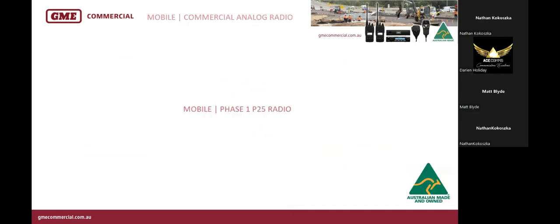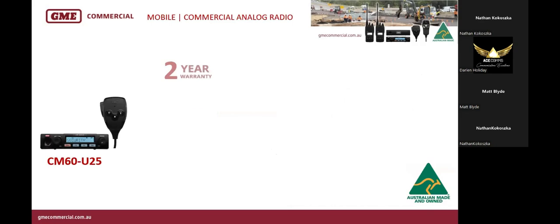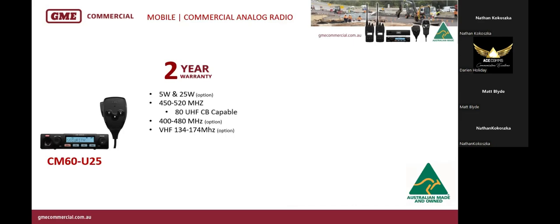All right, and then on the CM60 front, nothing really new to report here. Just to recap, the CM60s are available in both 5 and 25 watt options. Now you do have the additional option of running 400 to 480 megahertz, which is what we call UHF low. I will be putting those into the price book because there has been a bit of calling for that. They're only available on the 25 watt versions for the UHF low 400 to 480 and the VHF 134 to 174.